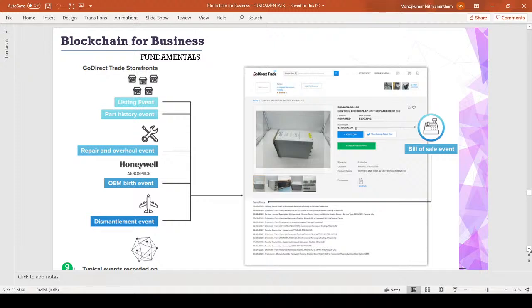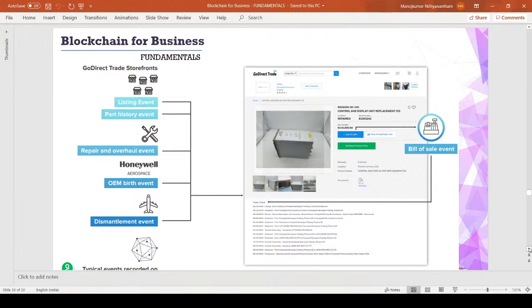On the right side, if you see the control and display unit replacement, this costs like $140,000. This is a very expensive part, and while the investment is on one side, the safety is also on the other side, the technical decision. So when it comes to technical decision, a lot of information is required. The history of information is important. So all this has to be automated.